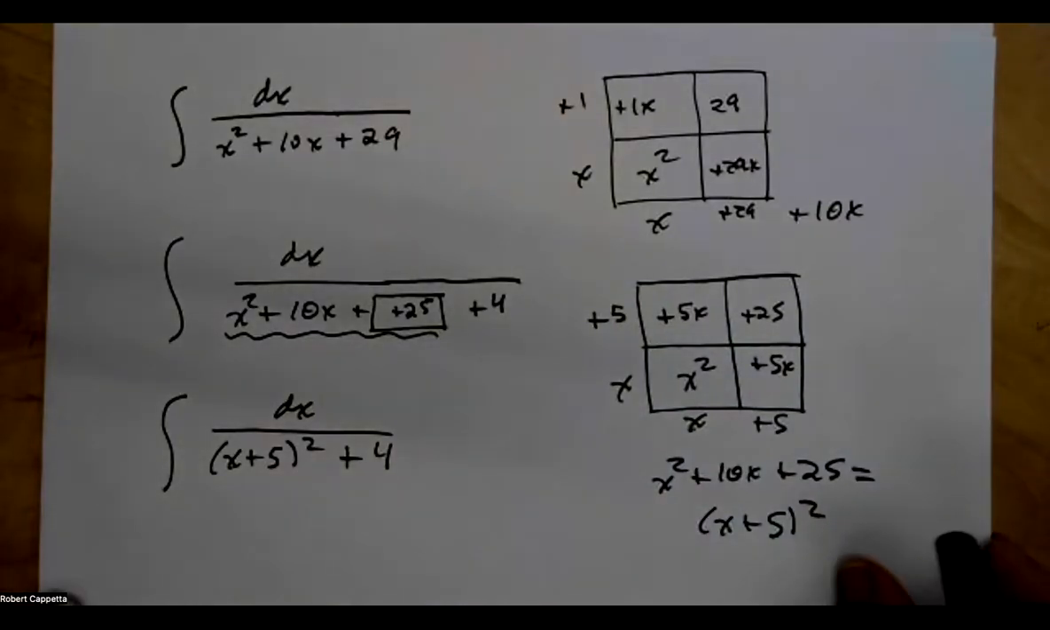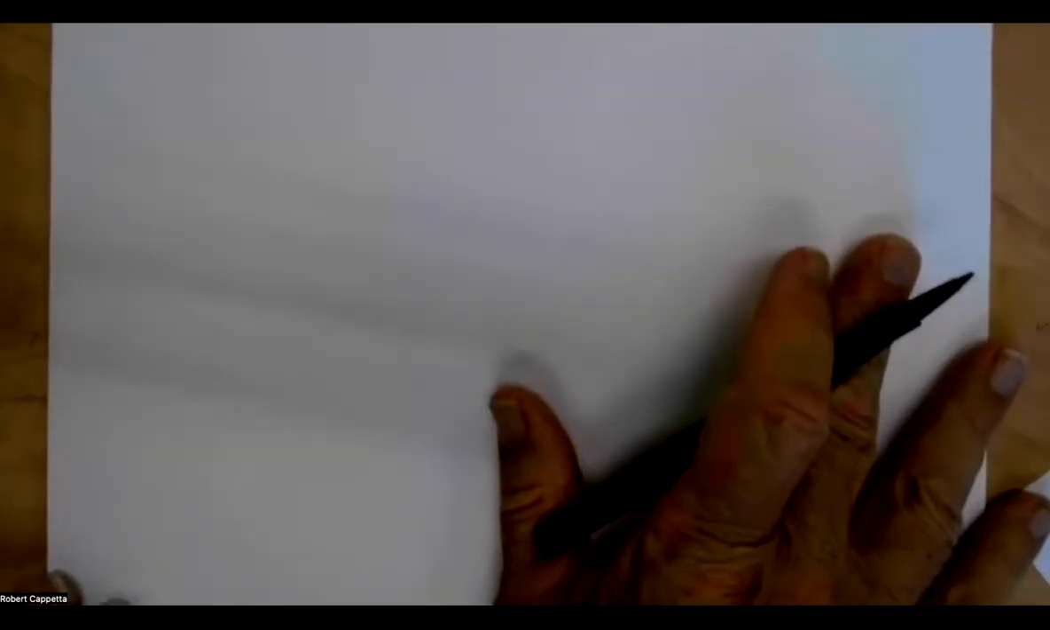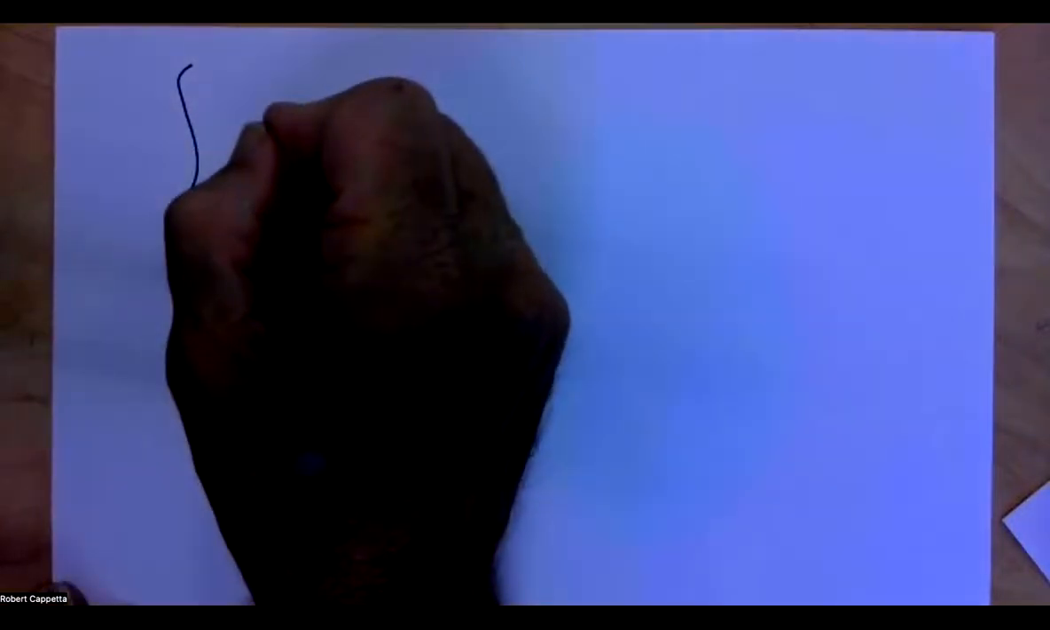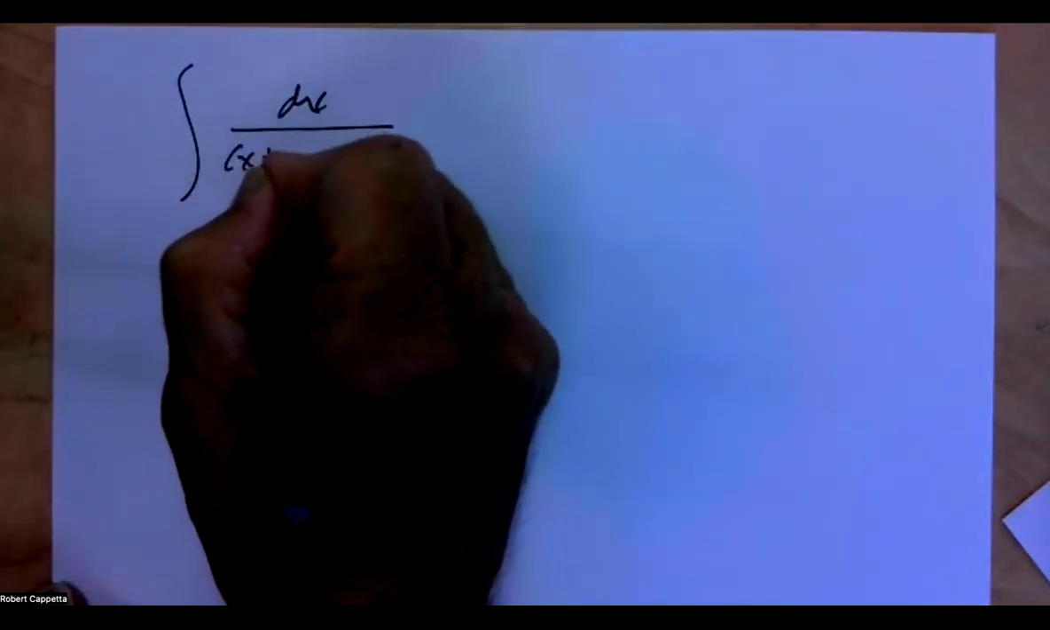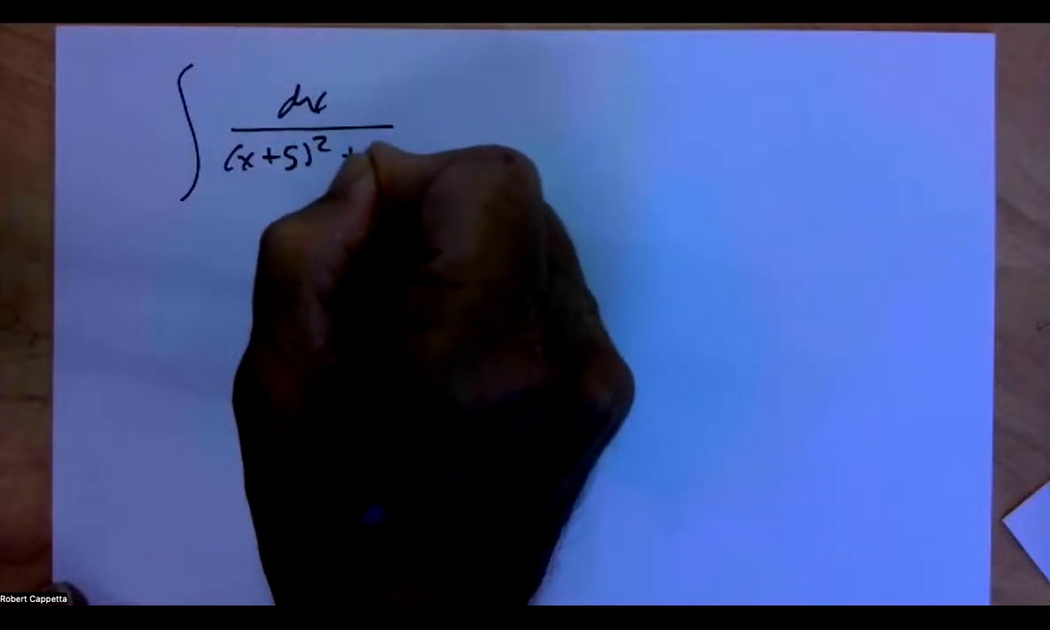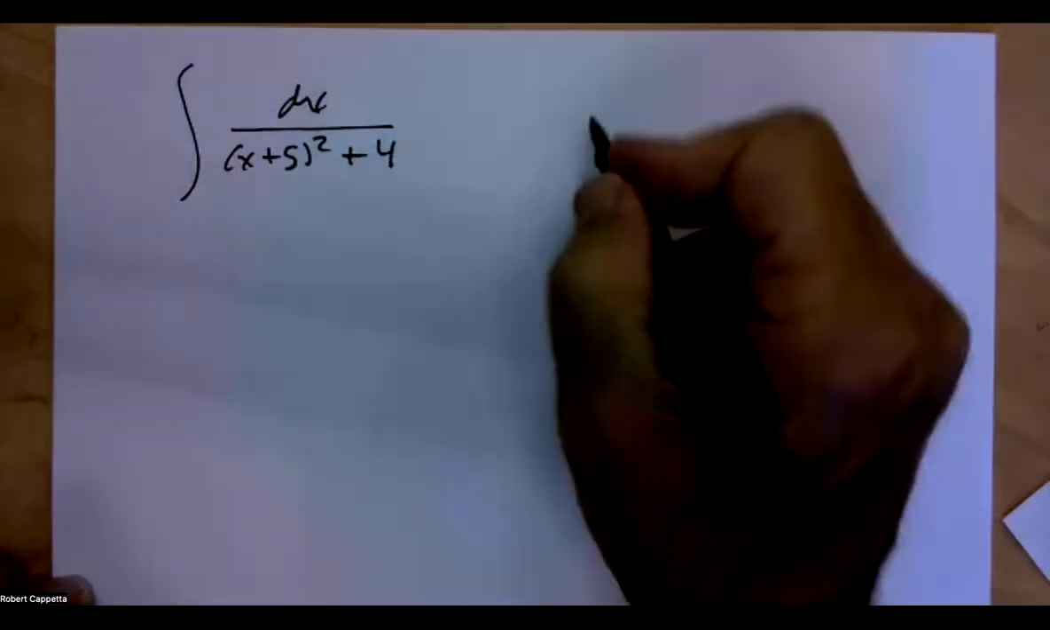And this is what I'm going to use with trigonometric substitution. So let's draw our triangles and do our analysis. Integral dx over x plus 5 squared plus 4. Drawing our triangle.